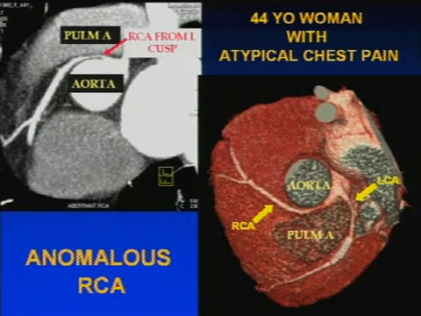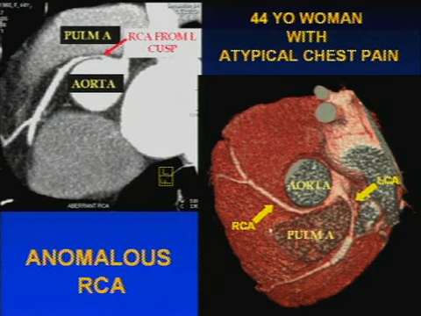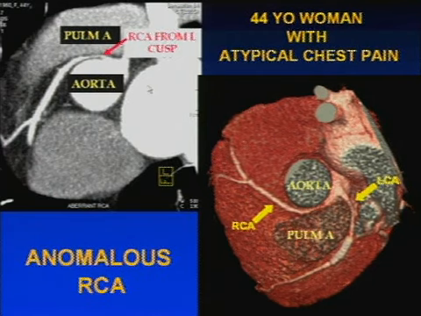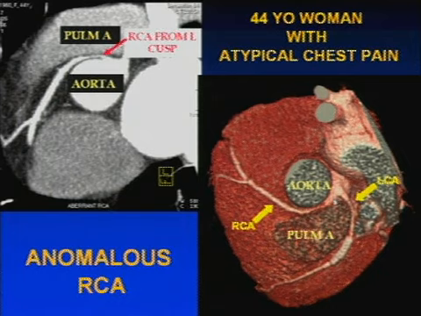This is another patient we had several weeks ago, a 44-year-old who had chest pain. She had had a prior stent placed in her LAD. And when we imaged her, what we could see is she also had an anomaly. She had an anomalous right coronary artery, which was coming off the left coronary sinus, and again, crossing between the pulmonary artery and the aorta. So here's the left coronary artery, here's the right coronary artery coming off the left sinus, crossing between these two. So again, a malignant configuration.